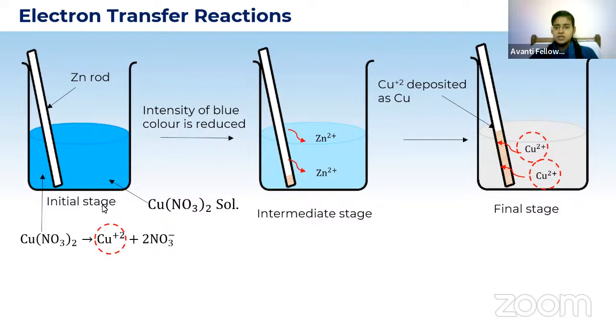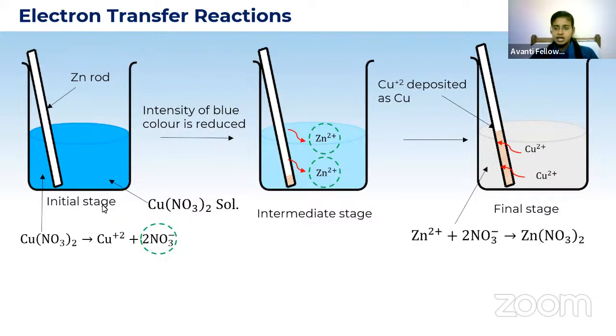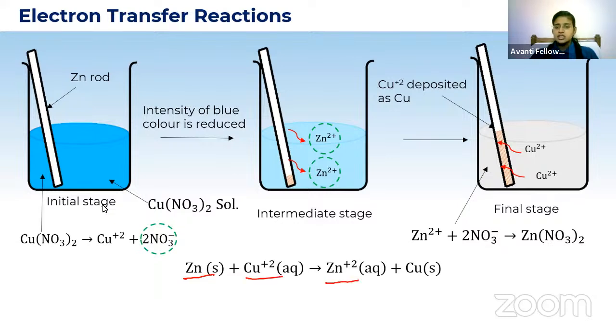Okay, so this is the final stage of the experiment. We have Zn2+ also in the solution. That Zn2+ reacts with NO3- and forms zinc nitrate at the final stage. So basically, we had a zinc rod in the copper nitrate solution, and finally we have Zn2+ in the solution and copper deposited on the rod.